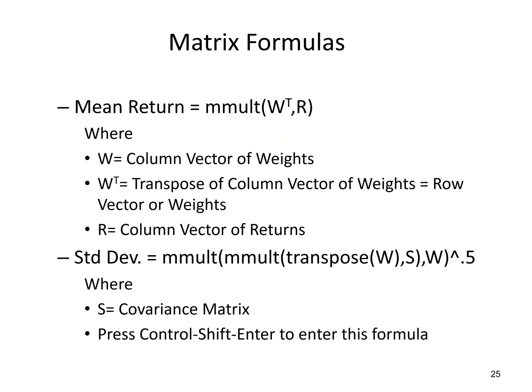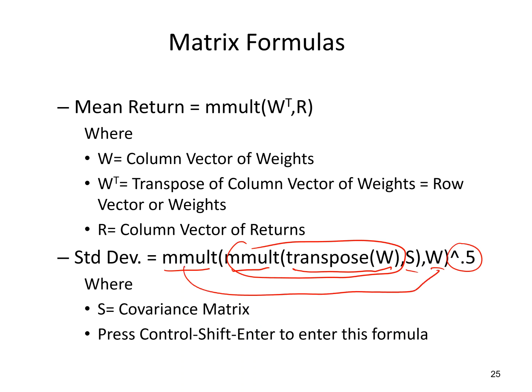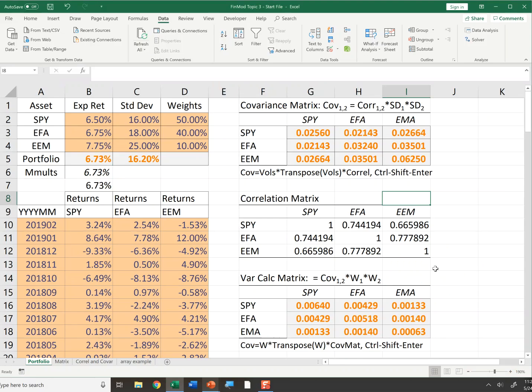That formula, how I'm going to write it in Excel, is going to be MMULT of transpose W, S, W, to the 1/2 power to turn it into a standard deviation. This inner MMULT takes the transpose of W times S. This other MMULT then takes the resulting matrix and multiplies times W again. So let's go ahead and do that in Excel.